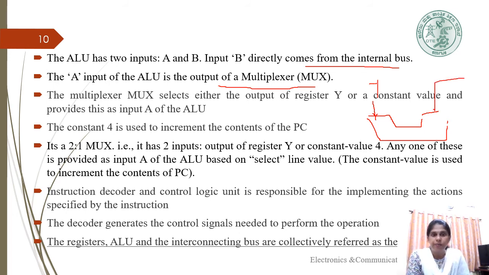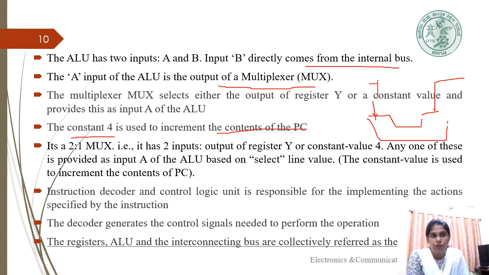So select Y we are going to use to feed the data directly to the terminal A. Another mux input is a constant value, that is 4. That is mainly used to increment the content of the PC.